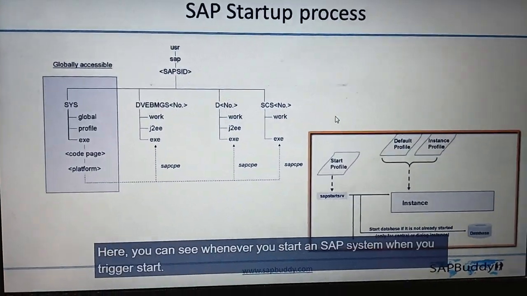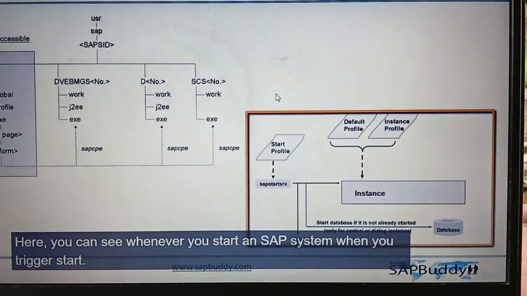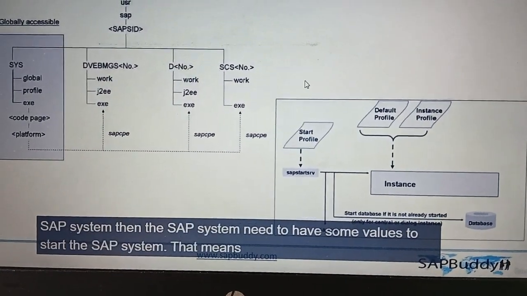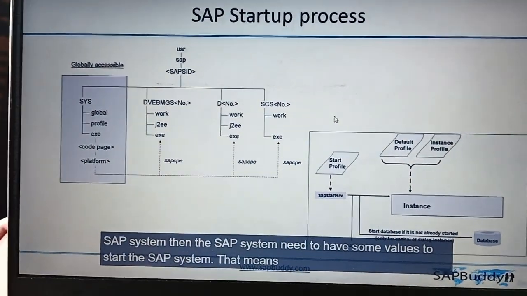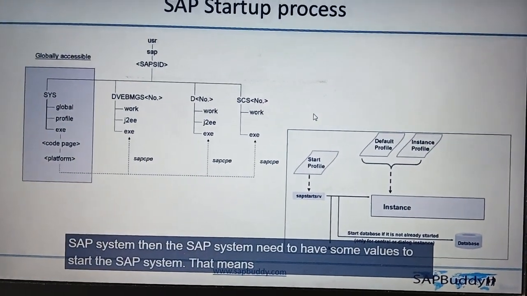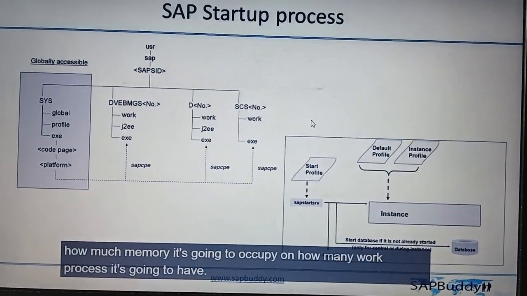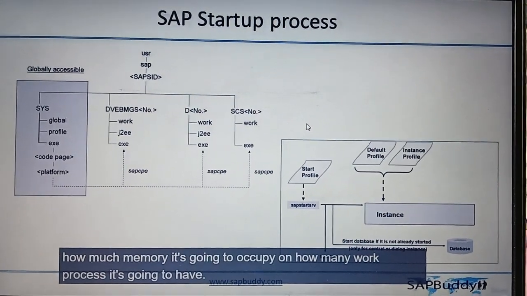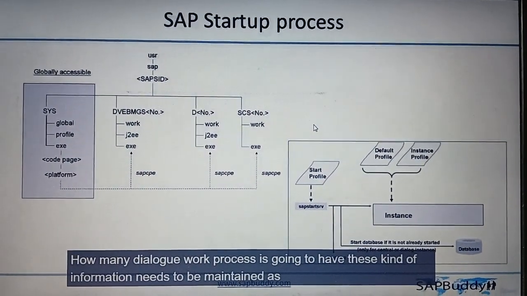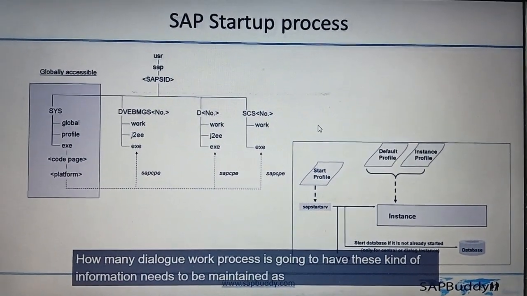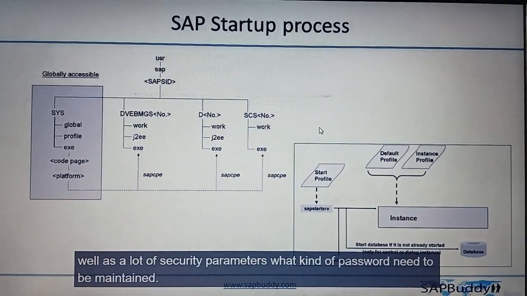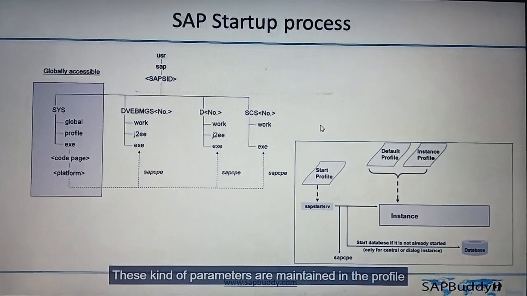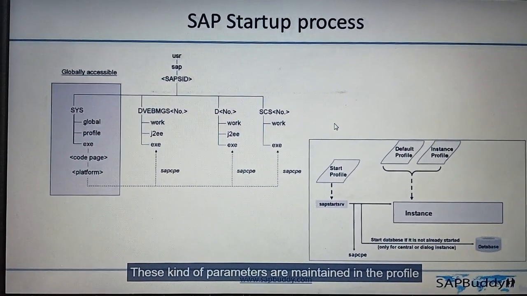Whenever you start an SAP system, when you trigger start SAP system, the SAP system needs to have some values to start. That means how much memory it is going to occupy, how many work processes it is going to have, how many dialog work processes it is going to have. This kind of information needs to be maintained, as well as a lot of security parameters, such as what kind of password needs to be maintained. These parameters are maintained in the profile parameters.